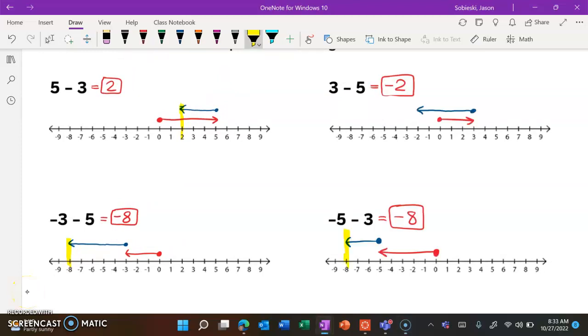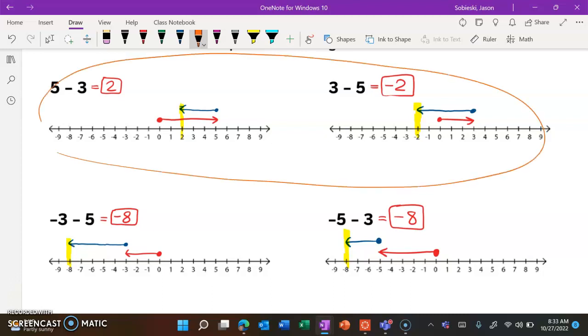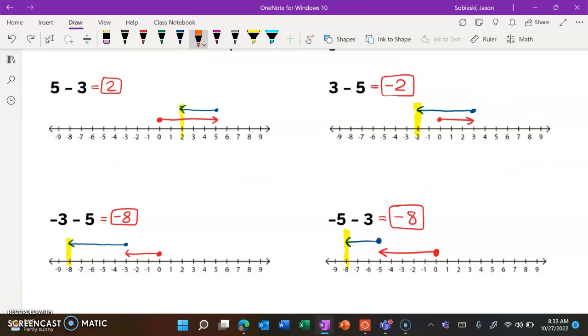All right, here are your two answers to check. 3 take away 5 would land you at negative 2. Negative 5 take away 3 would land you at negative 8. The thing I want you to notice is with the first two examples, the top two: the first one was 5 minus 3, the second one was 3 minus 5. You can see they do not give you the same answer. So you need to keep in mind that when you're subtracting, the order of the numbers does matter. With addition, the order of the numbers does not matter.